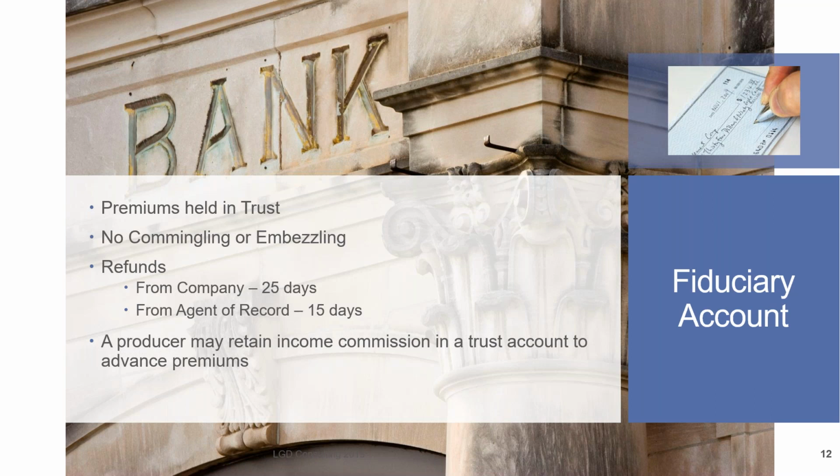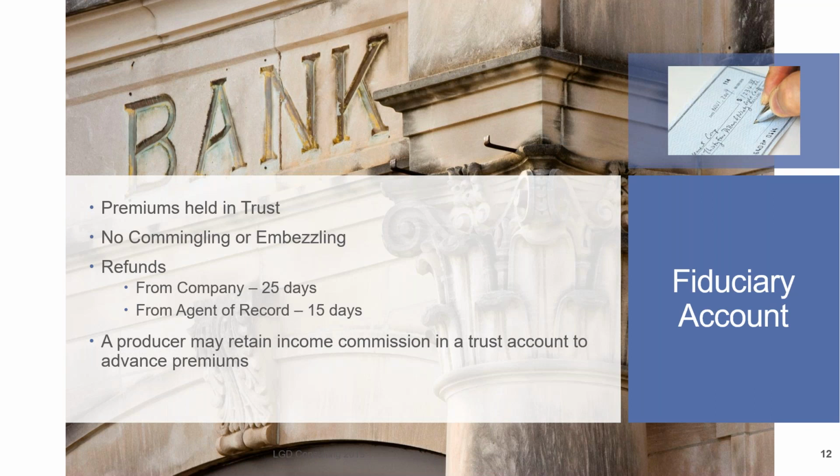So if refunds are directly from the company, they have to refund it within 25 days. But if the refunds are from the agent of record, you need to refund it within 15 days. Now, this last bullet is going to be a little confusing, because in most cases we really don't deal with this, but it is an older test question that they still keep around. A producer, and by the way, a producer is anyone who's licensed to sell insurance to the public. That's what a producer is.